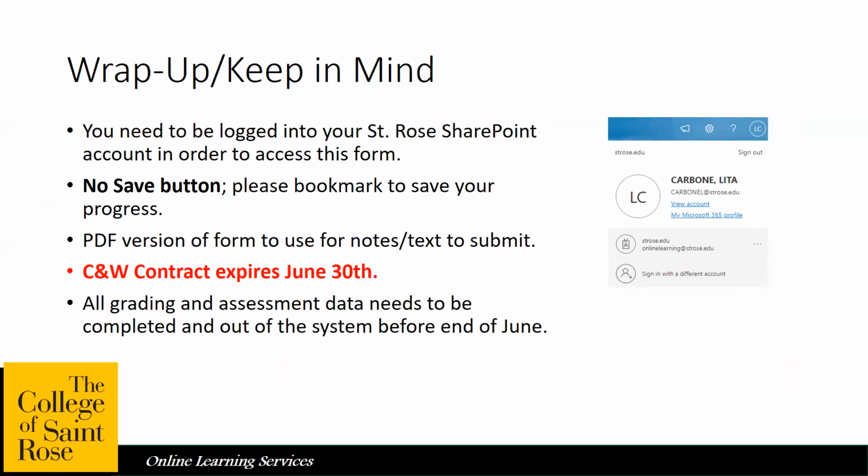There is no Save button on this form. However, if you bookmark the link on your browser, you can access the responses you already started working on before submitting the form. There is a PDF version of the form that you can download from the Institutional Effectiveness SharePoint site. The PDF allows you to enter information so you can copy-paste the information into the SharePoint form when you are ready to submit. This is also handy if you need to complete multiple SLOAs and are not ready to submit them yet.